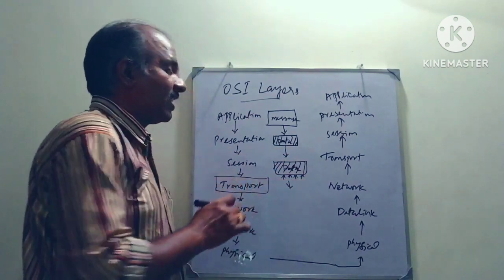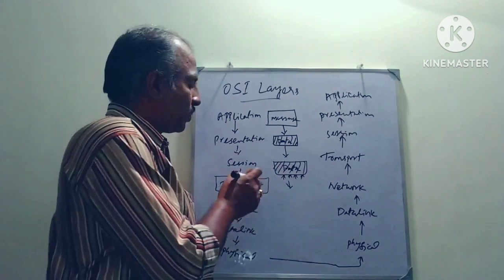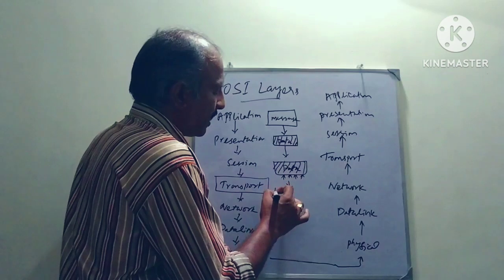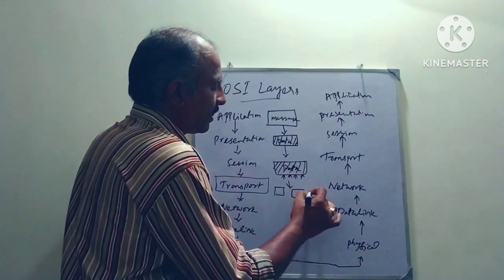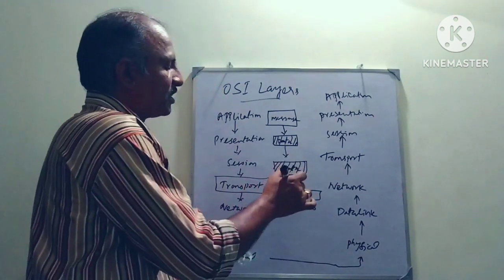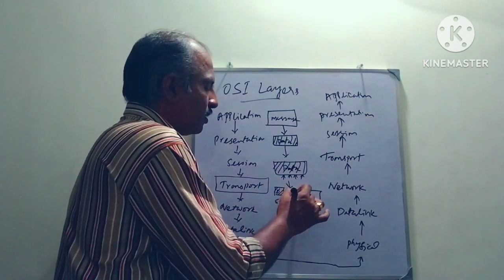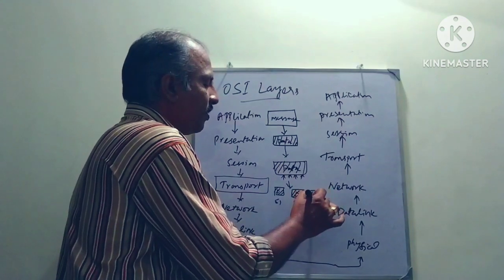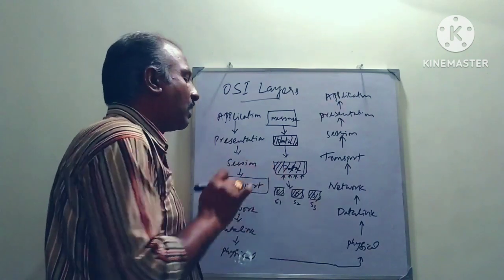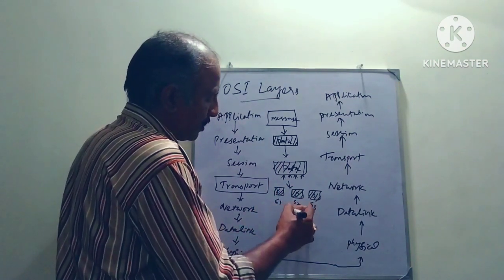The transport layer has protocols like TCP, UDP, different kinds of protocols. This transport layer is going to split the message into segments, like S1, S2, S3. The entire data is split into various segments, and a header is attached to each and every segment. After that, the segments are sent to the network layer.